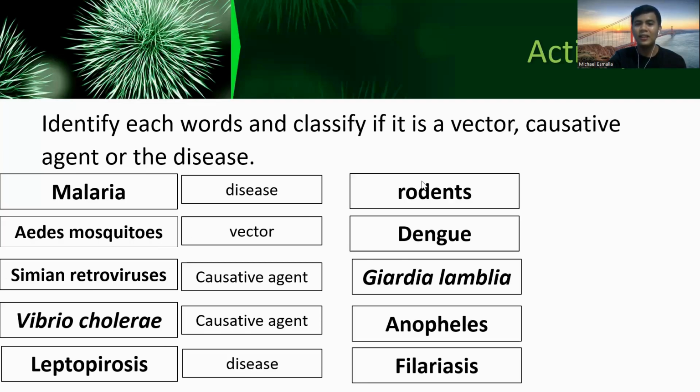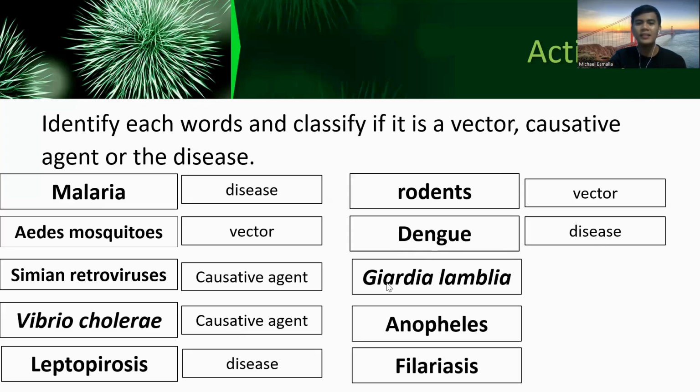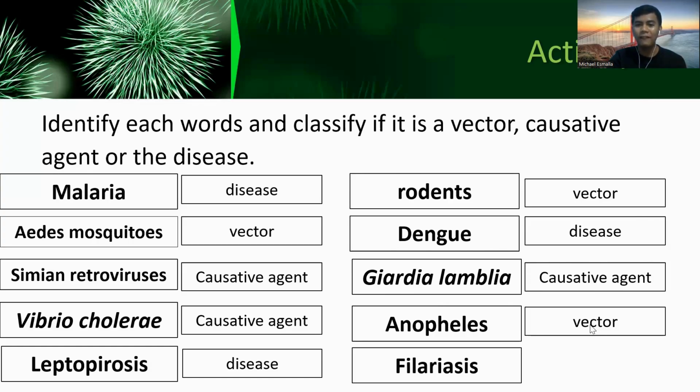Leptospirosis is a disease. Rodents, these are vectors. Again, vectors, guys, these are the different animals that carry the pathogen or that carry the causative agent. And then the causative agent, that is the main pathogenic organism that could really cause the disease. Okay, let's proceed. We have here dengue, and it's a disease. Giardia lamblia, that would be a causative agent. We have Anopheles, that would be a vector. And then filariasis, that is a disease.